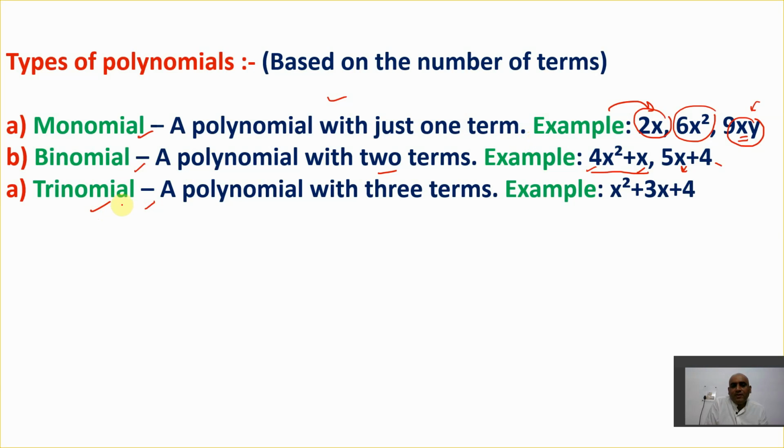Now next is trinomial. A polynomial with three terms is called a trinomial. Here in this example, x squared is one term, 3x is another term, and 4 is another term. So I hope you get this point.